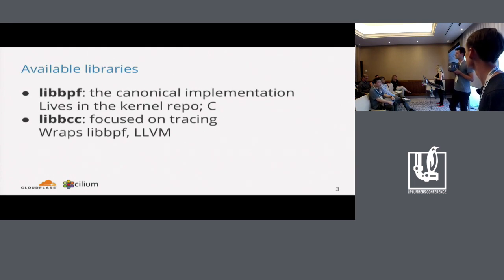Looking at the available ecosystem right now, there's two contenders, I guess, if you were to start investigating what you could use to build your service. The first one, obviously, is libbpf, which is the canonical implementation. It lives in the kernel. It's written in C. And the other one is called libbcc, which is focused on tracing, I would say. And it wraps libbpf and depends on LLVM.